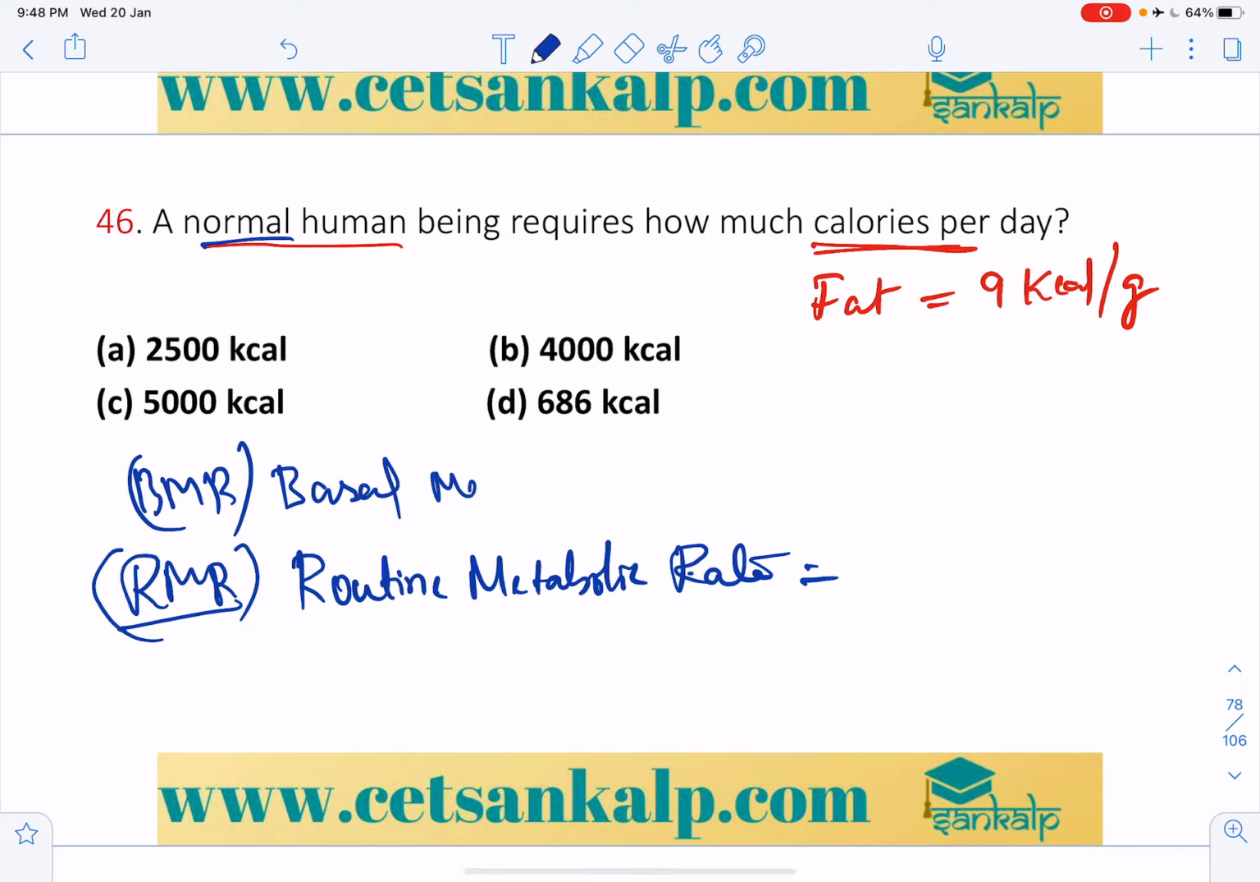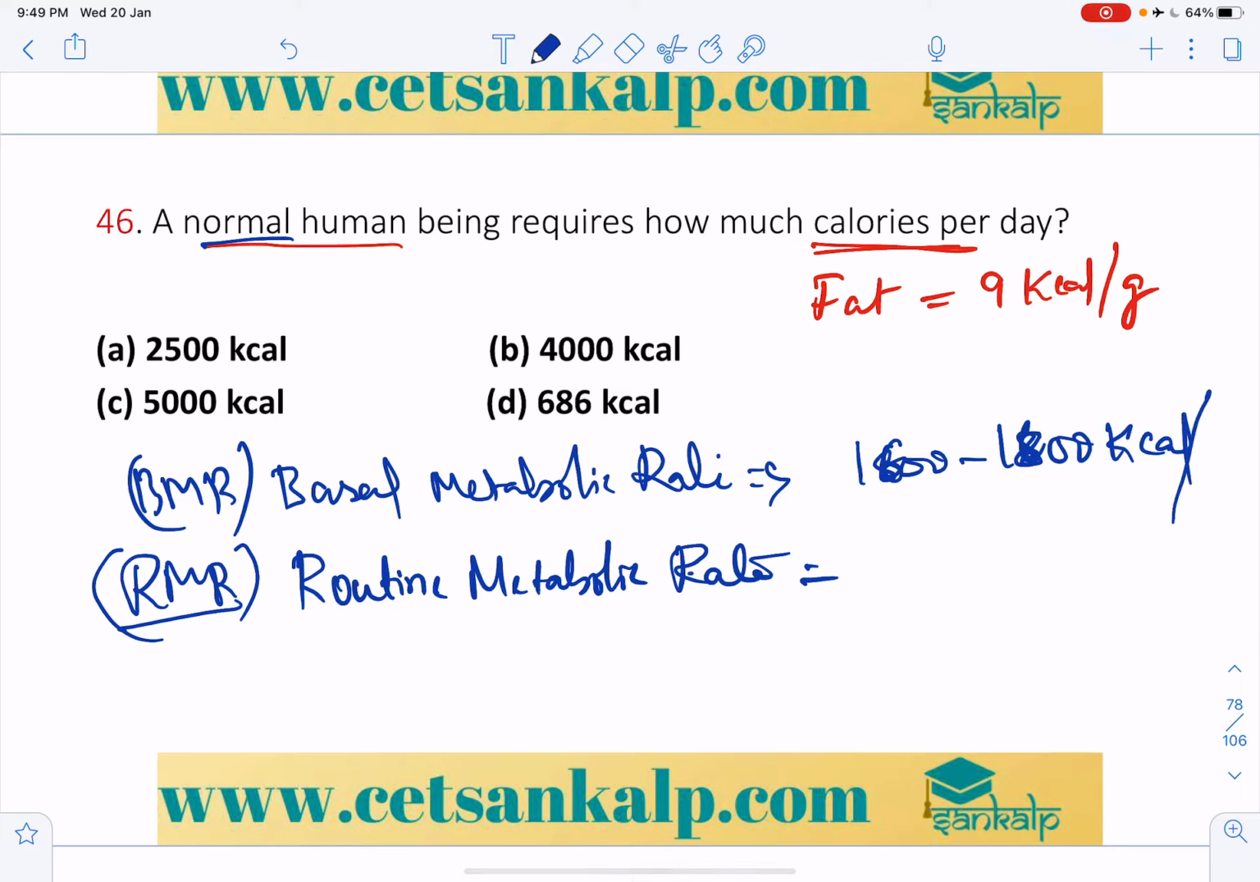Basal metabolic rate. For basal metabolic rate, commonly 1600 to 1800 kilocalories are required per day. This is per day for a normal person at rest, or you can say during sleep.